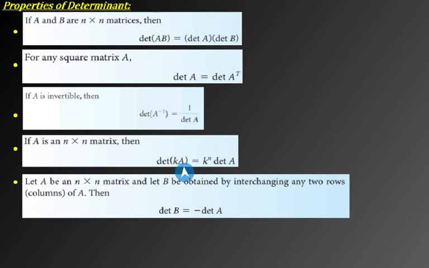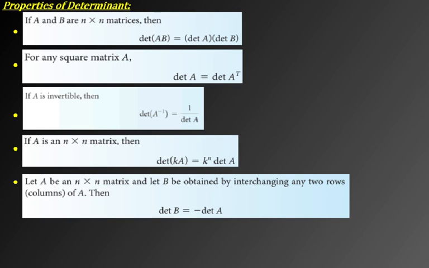Basically, K is just a number here, and it's saying that if you have K times a matrix A, then K to the n, where n is the size, times the determinant of A would be equal to the determinant of KA. That one you can probably see pretty quickly if you just make a 3x3 matrix, and you can see where that pops up.